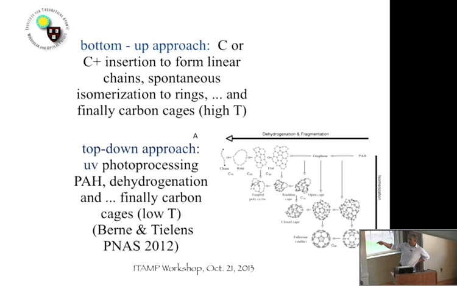The top-down would be you start with PAHs, which exist, and then try to understand how this thing works. This is isomerization and this is dehydrogenation. So you start pulling hydrogens off by UV photons, which are given to you by God, and then dehydrogenate, and finally you form carbon cages, but this time you could do so at low temperatures, because you don't need the kinetic energy to go through this process. Okay. Both of these could be valid.